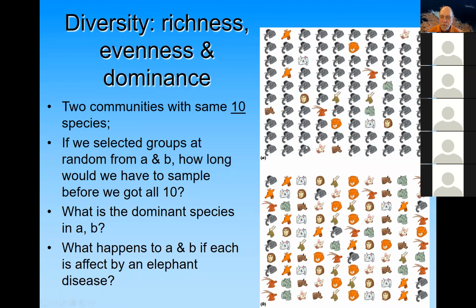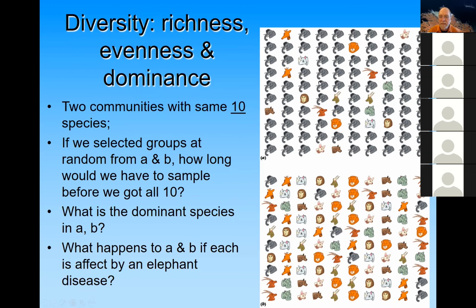But if you wanted to compare community A with community B, you see that the diversity and the dominance are very different in these two environments. And so, how could we determine that if we were trying to come up with some kind of a metric or a description of the relative diversity of these two different communities?